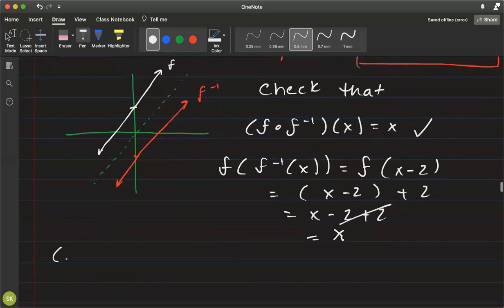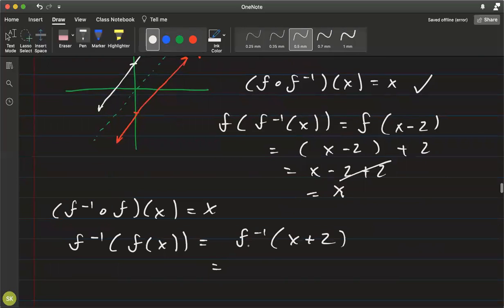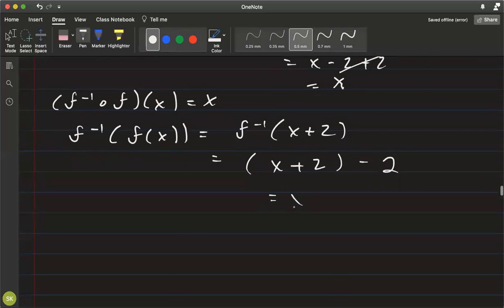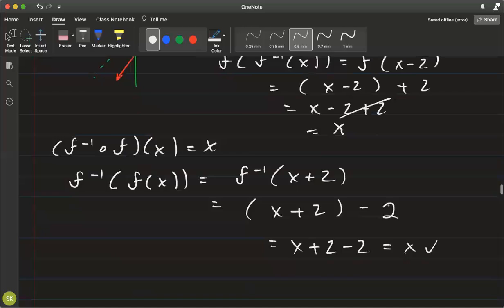And we can also check that f inverse composed with f of x is equal to x. So this time you plug into f inverse f of x, which is x plus 2. So remember that f inverse is x minus 2. So x minus 2, but instead of x, I put x plus 2, and we get x again. So we do satisfy that property of f composed with f inverse, and f inverse composed with f gives us x. Okay, let's try another example.